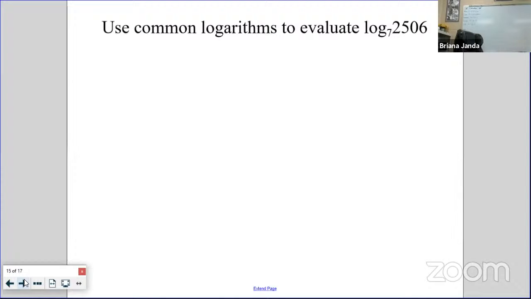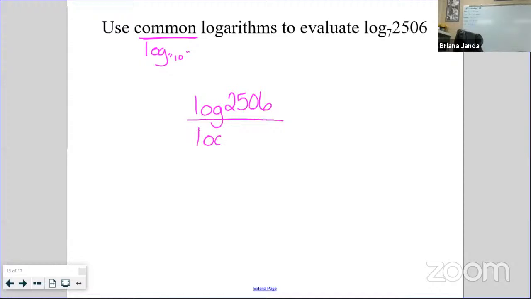When they ask us to evaluate using common log, that means log base 10, okay? So what I do is I take the expression they gave me, log base 7 of 2506, and I'm going to write a quotient: log base 10, common log, of the original inside of the big number, divided by log base 10 of the original base.